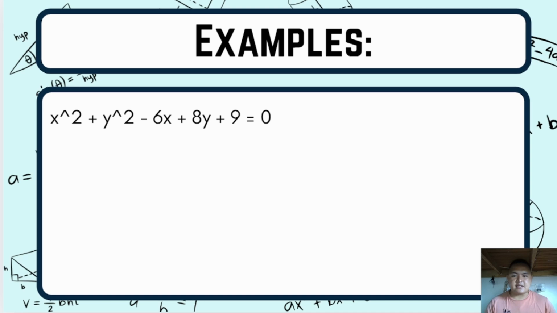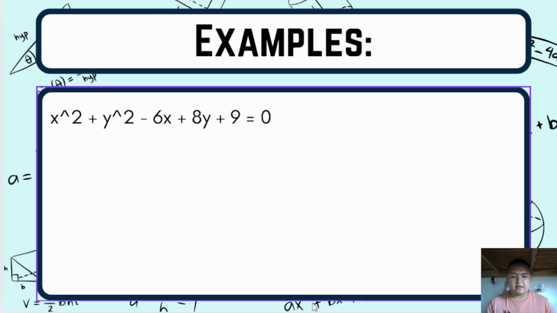We recognize this as the general equation of a circle. To rewrite it in standard form, we need to complete the square for both x and y. To complete the square for x, the x terms are x squared minus 6x. Take half of negative 6, square it, add and subtract 9 inside the equation. For the y terms, y squared plus 8y, take half of 8, square it, add and subtract 16 inside the equation.